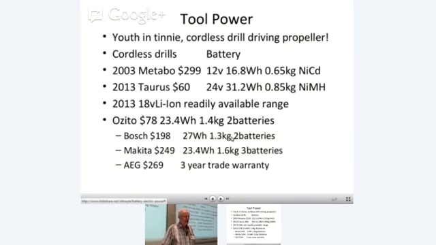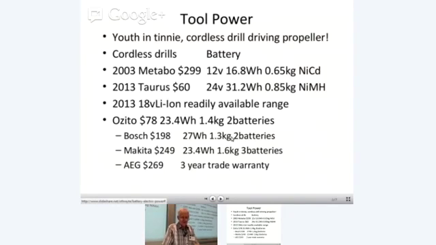A lot of ones now are 18 volt lithium ion, and there's a readily available range there. The Zito one starts off with a range there at $78. It has 23.4 watt hours and a 1.4 kilogram battery length. In other words, it's something looking like this. The whole unit weighs 1.4 kilograms for that one there, and it comes with 2 batteries.